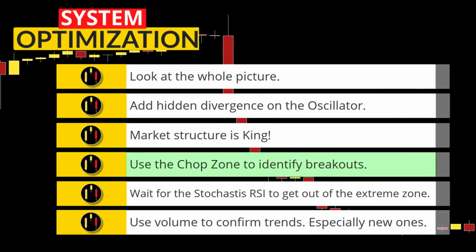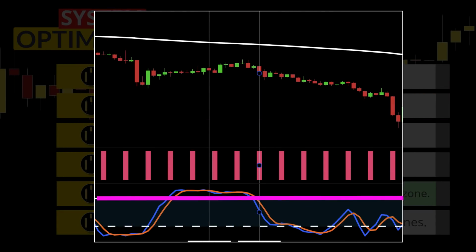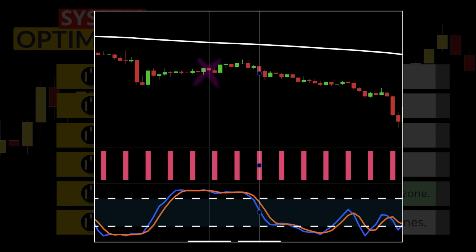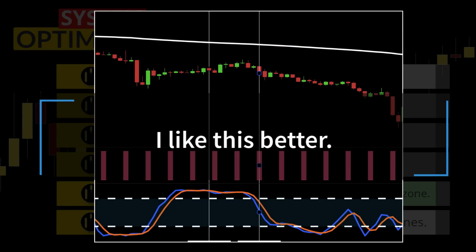If I was to test again, I would use this simple optimization idea. Waiting for the stochastic RSI to return from the extreme zone saves you from this loss and gets you into this winner. To be totally frank, I probably should have used this trigger method instead of the one that I tested.